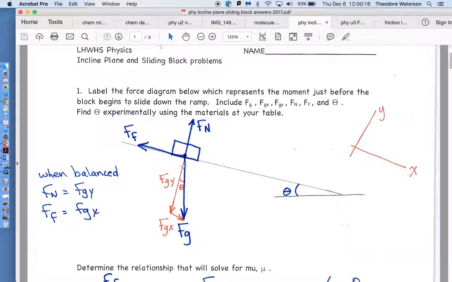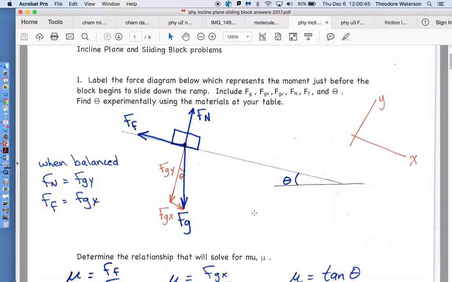What that allows us to do is, when I draw it, there's a component of the weight that lines up along the y-axis, and there's a component of the weight, the force due to gravity, that lines up along this tilted x-axis. It's the FGX that balances the frictional force when it's not moving, and it's the FGY that balances the normal force when it's not moving.